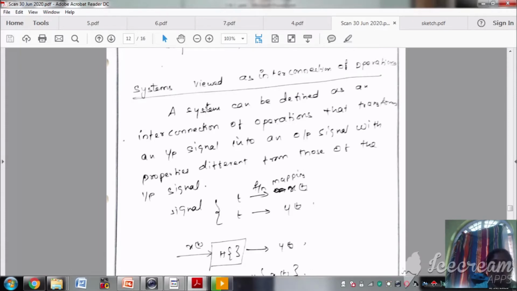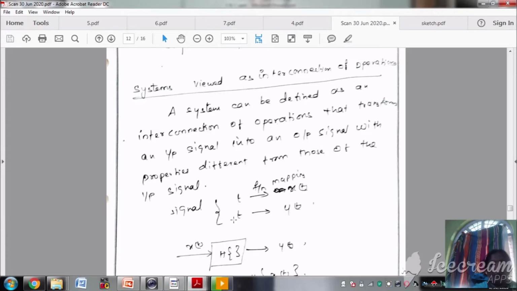Here is one more topic, that is, system viewed as interconnections of operations. A system can be defined as an interconnection of operations that transforms the input signal into an output signal with properties different from those of the input signal. Interconnection of operations means addition, subtraction, multiplication, shifting, folding; all the connections will be weaved. A system consists of all types of connections, and then we can perform the operation.